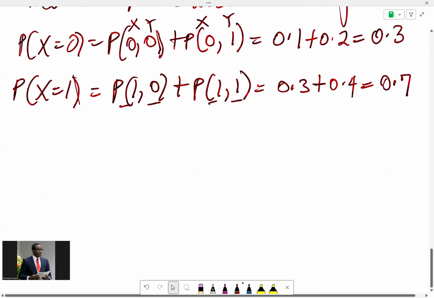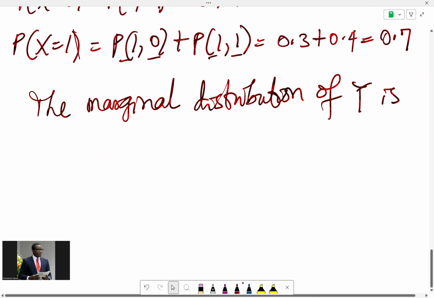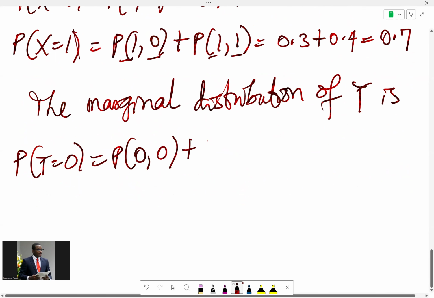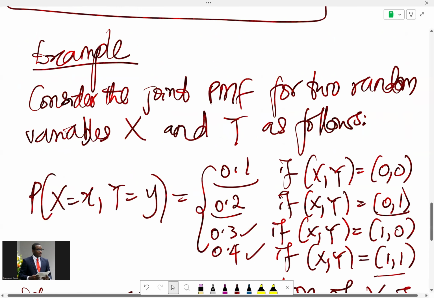The marginal distribution of Y, on the other hand, follows the same idea. The probability that Y is equal to 0 is the probability, whatever X is, we don't care, of 0, 0 plus the probability of 1, 0. So when X is 0, Y is 0, the probability is 0.1, like before.